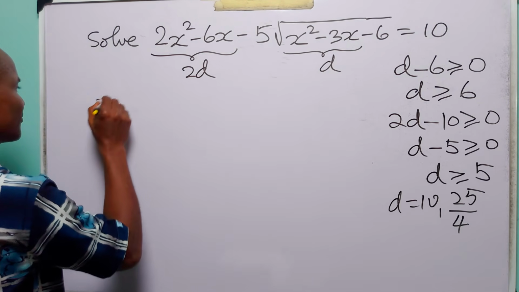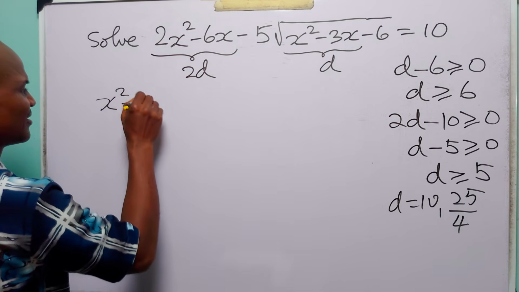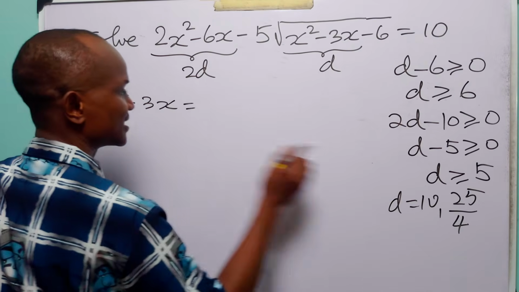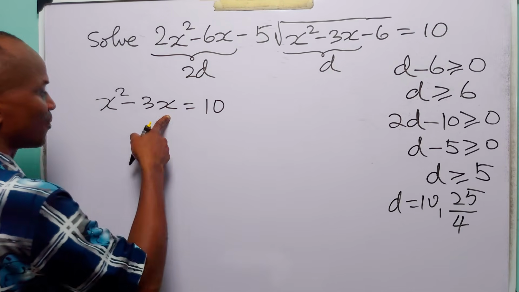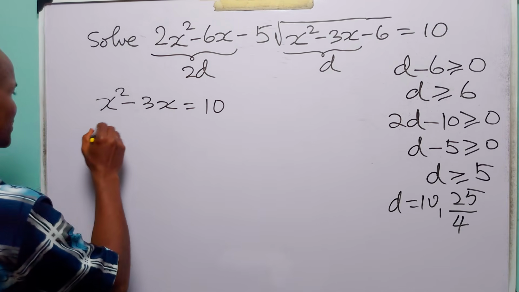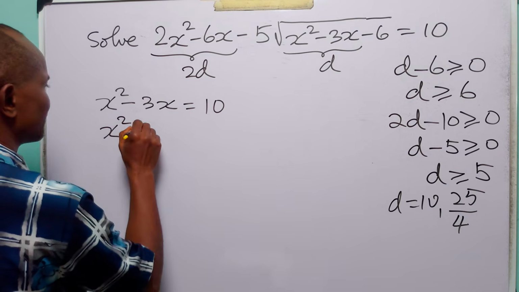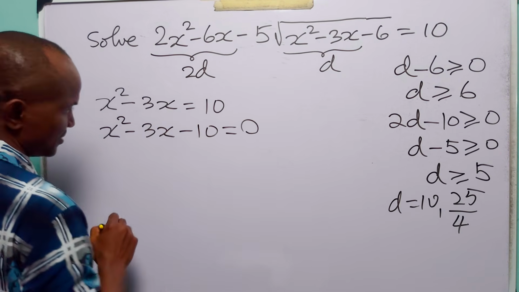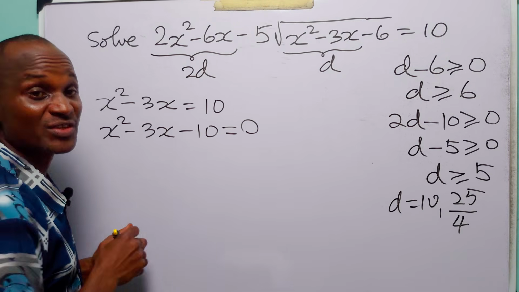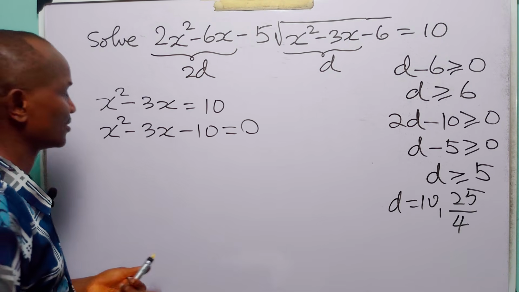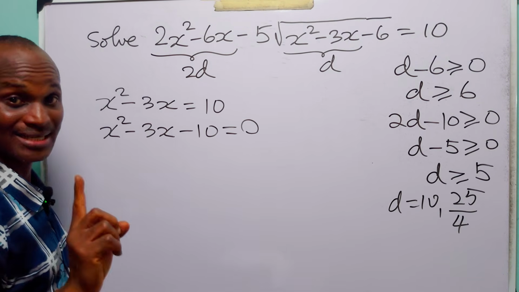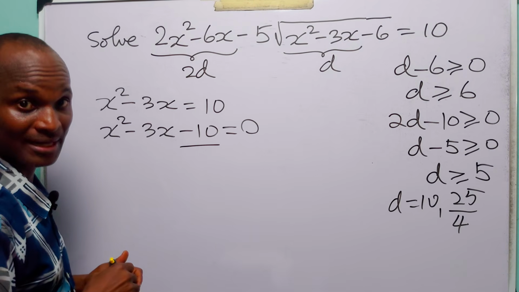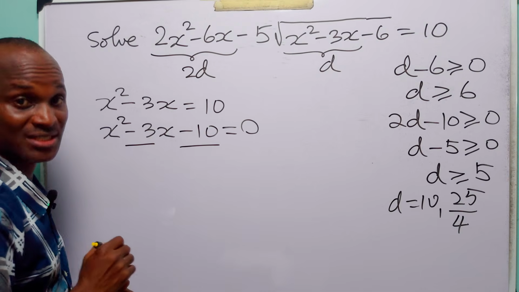We have that x squared minus 3x is equal to d, which in the first case is 10. When we rearrange this quadratic equation, we have x squared minus 3x minus 10 is equal to 0. Now we can solve this quadratic equation by factorization. Since the coefficient of x squared is 1, all we need to do is to find the factors of minus 10 that add up to minus 3.